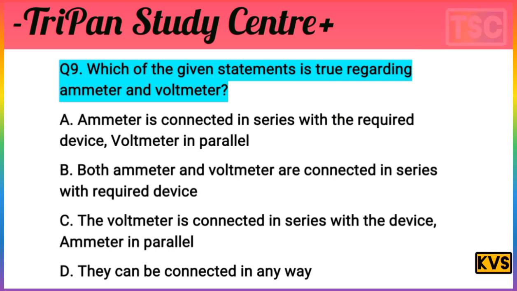It means the remaining option A is the answer. The ammeter is connected in series with the required device, and the voltmeter is in parallel. That's the important answer here. Remember, the ammeter is connected in series and the voltmeter is connected in parallel. That's the right answer for the exam.